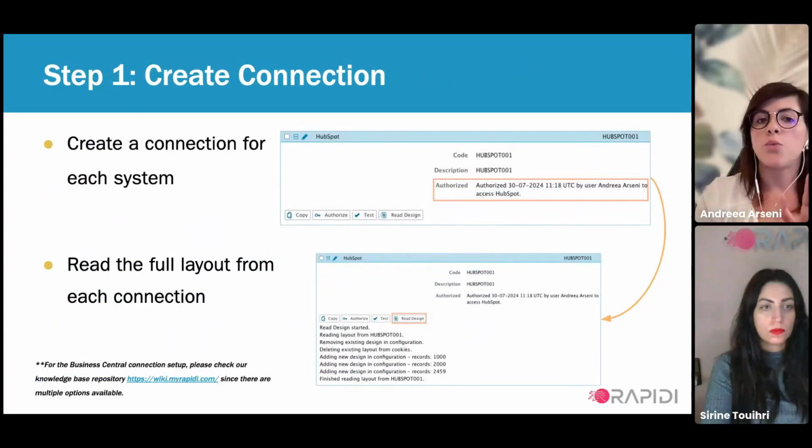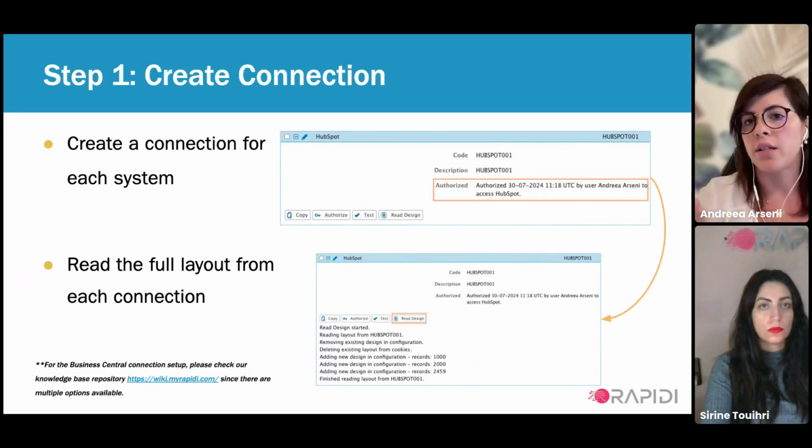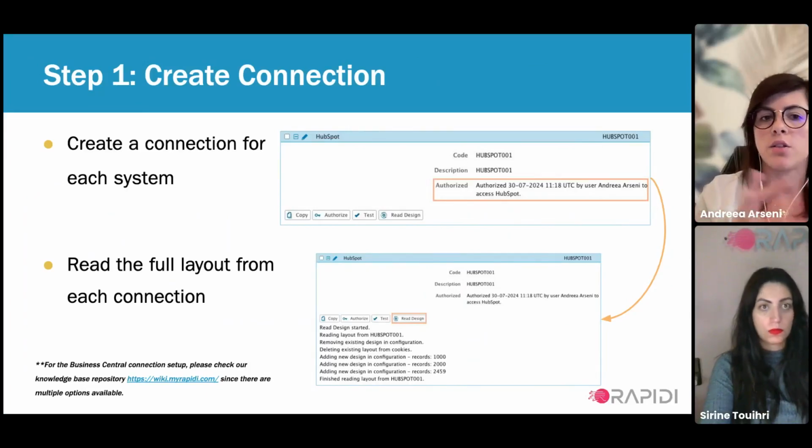And of course, then we have step number 1, which is creating the connection. When it comes to HubSpot, it's very easy to do that. You just authorize the connection. And when you authorize it, you will be redirected to your HubSpot instance, and then you're done. You get a message saying this has been authorized. So then that's it. And then the next step within the connection setup is to actually read the full layout, meaning the objects and the fields that you have right now available in your instance.